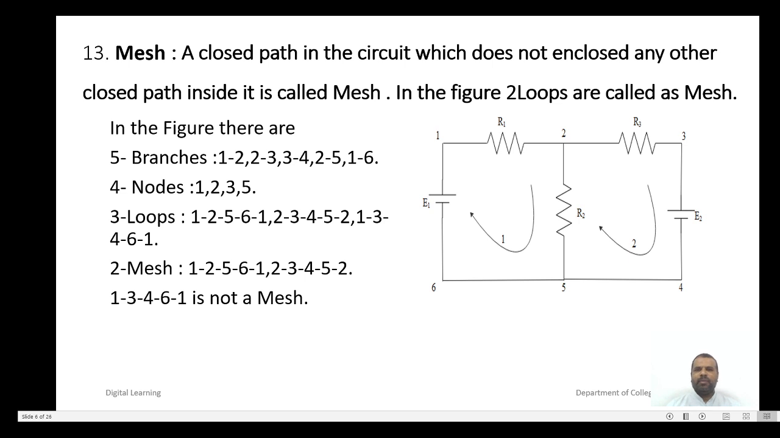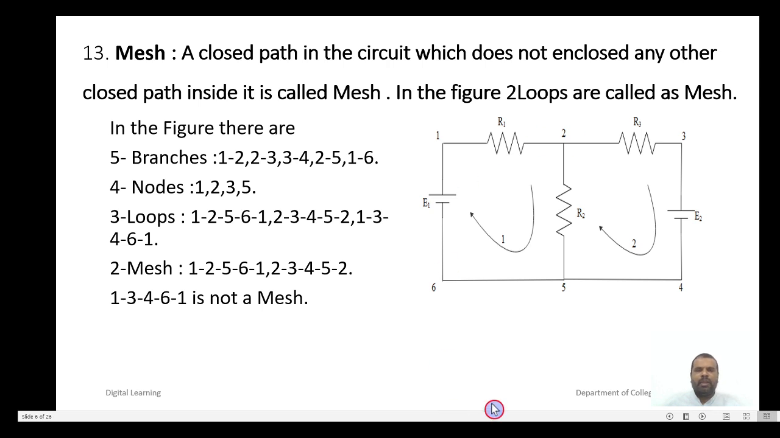Now we'll see that in the given circuit diagram, there are 5 branches. 1 to 2 is the first branch, 2 to 3 is the second branch, 3 to 4 is the third branch, 2 to 5 is the fourth branch, 1 to 6 is the fifth branch. There are 4 nodes in the circuit. 1, 2, 3 and 5 are the nodes or junctions of the circuit.